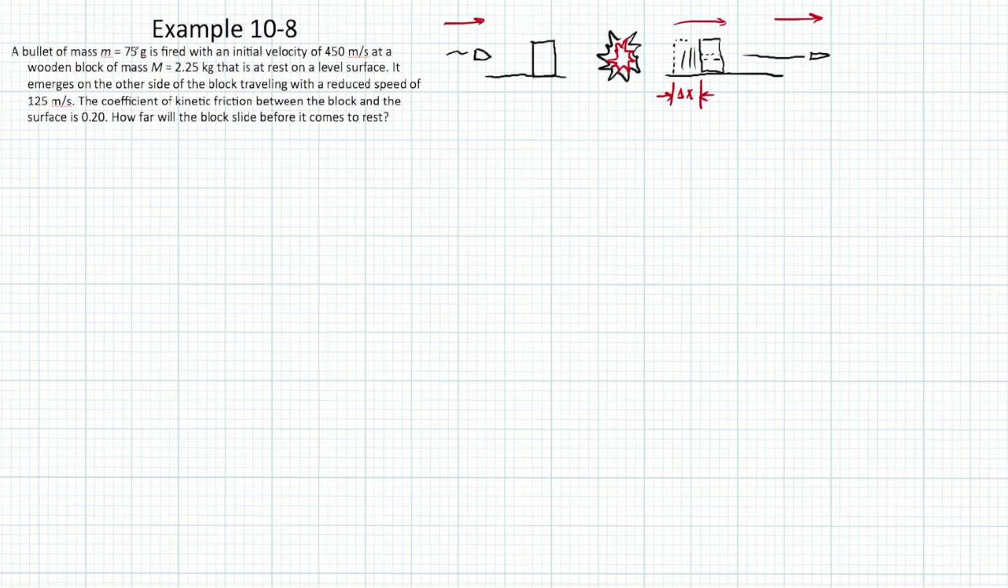Okay, so we have a mass of our bullet, which we'll write down, and a velocity that it's moving at, and we have a mass of the wooden block. And so the bullet passes through it. They're both moving, the bullet moving at 125 meters per second. And the big question is, how far will the block slide before coming to rest?